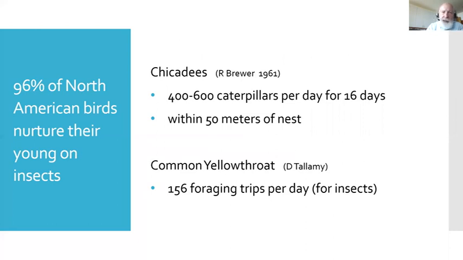Doug Tallamy did a similar study, by the way, about 5 years ago. He saw that the common yellowthroat made nearly 160 foraging trips each day. He wasn't able to count how many insects the foragers were bringing back to the nest. But those parents are busy. I tell you, they're busy, and this goes on obviously for a couple of weeks, right? Until the birds have a chance to fledge.